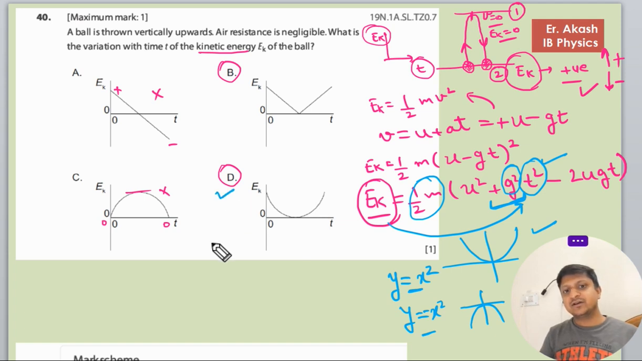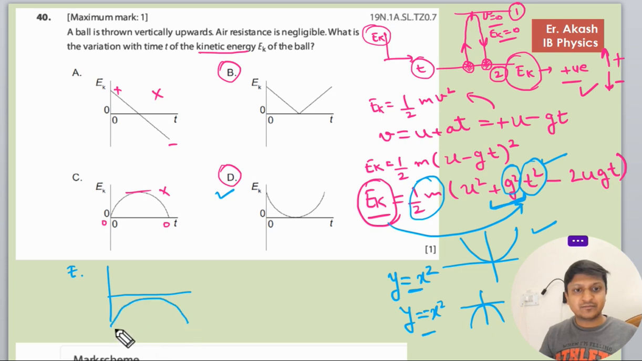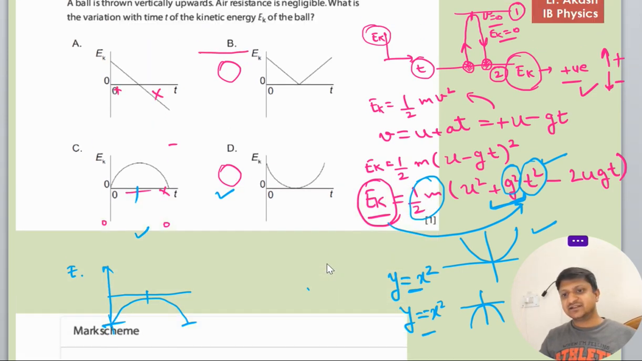So our option D will be the right option, because there could be some case if there would be any second option given to you with this value or like this graph. Why is this graph not the answer? Because at the center it is not 0, but this is 0 at the center. So D is the right answer. Now we will check the mark scheme. Mark scheme says D is the right answer.